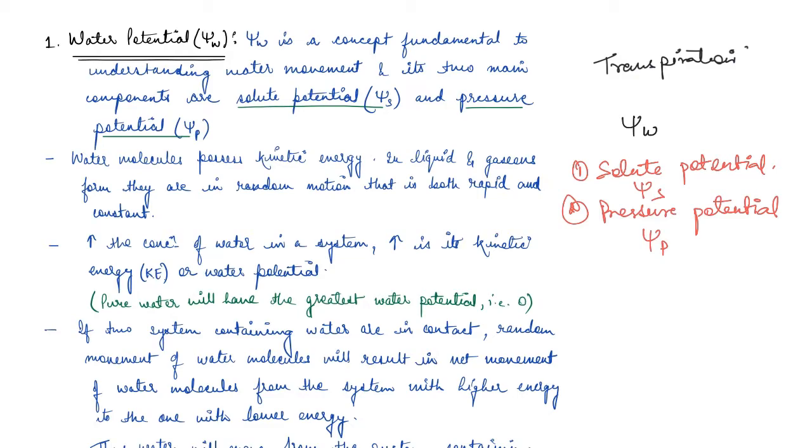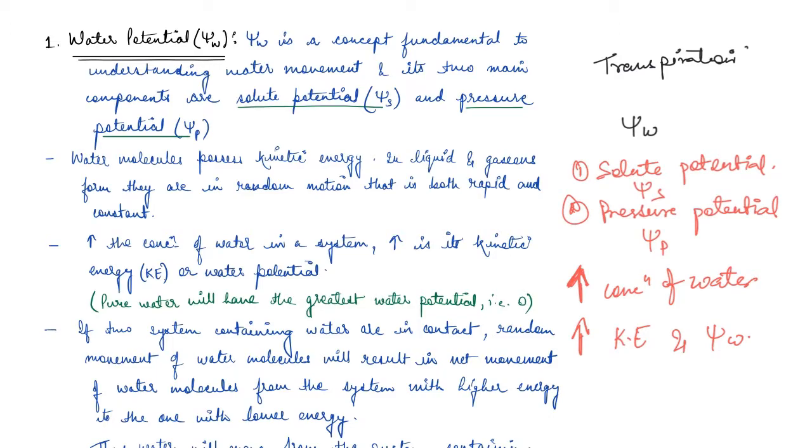Now, guys, remember that water molecules possess kinetic energy, right? In their liquid and gaseous form, they move in random motion. They move very rapidly, but in constant motion, right? So the greater the concentration of water in a system, the greater will be its kinetic energy and water potential. So greater will be the concentration of water, greater will be the kinetic energy and water potential.